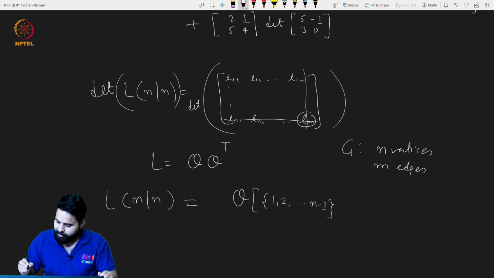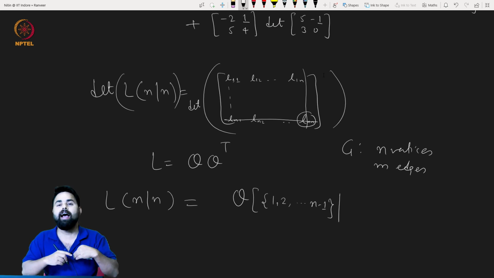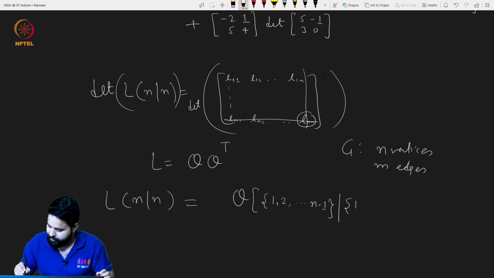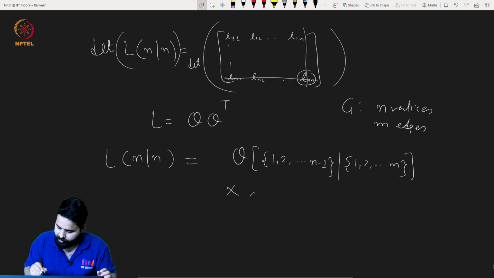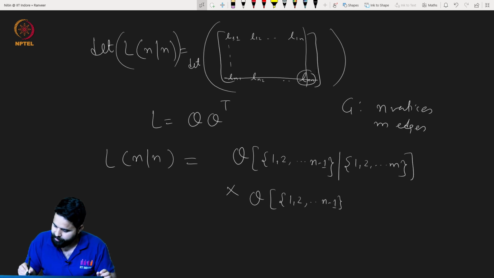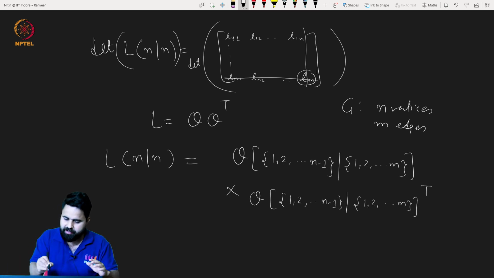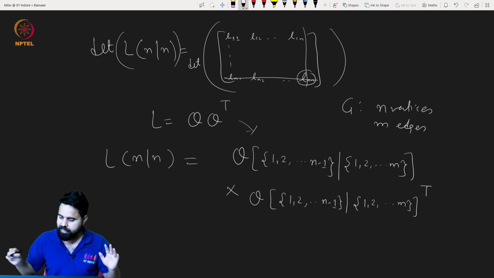Then how many columns do I have to take? I have to take all of them, 1, 2 up to m, right? This is Q, and whatever this is, you now multiply with its transpose. So Q, the same thing, rows 1 to n minus 1, columns up to m, and transpose of it. It basically follows from this, so this is equal to that.